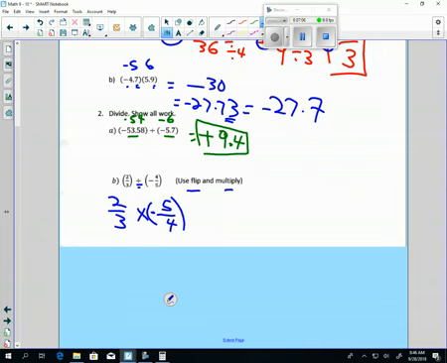Now we multiply the numerators, the top part. 2 times 5 is 10. 3 times 4 is 12. And we have a positive times a negative, so it's going to be negative. Now we need to see if we can simplify it. If we divide 2 into each of those, it's going to be negative 5 over 6.